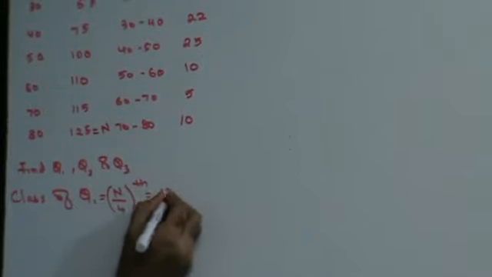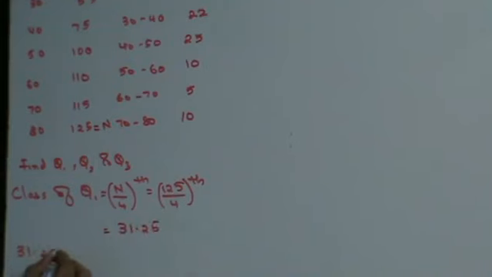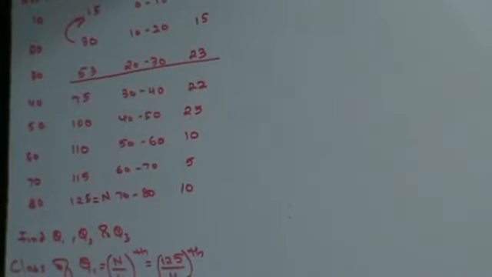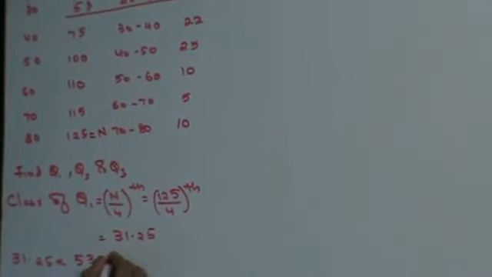This number is n. First you find out class of Q1. Class of Q1 is n upon 4th term. That's 125 upon 4th term, which is going to give you 31.25. Now 31.25 is less than which number in the CF column? 31.25 is less than 53 in the CF column.